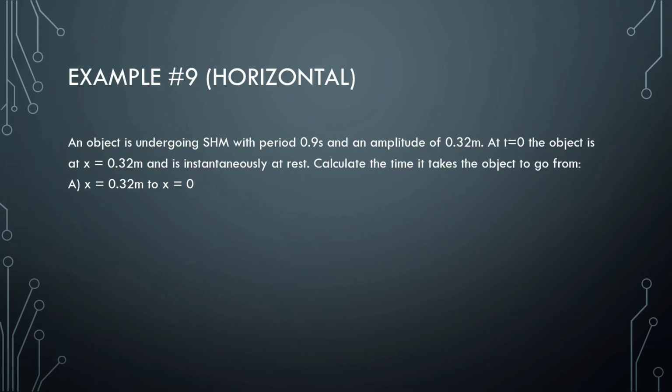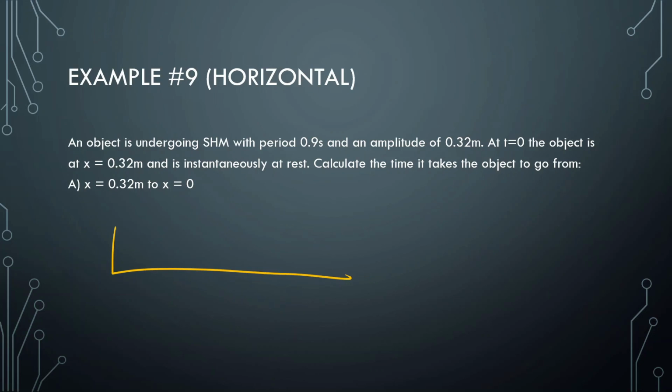Okay, let's look at this example. Example number 9. An object is undergoing simple harmonic motion with a period of 0.9 seconds and an amplitude of 0.32. At t equals 0, the object is at position 0.32 and is instantaneously at rest. Calculate the time it takes the object to go from 0.32 to position 0.